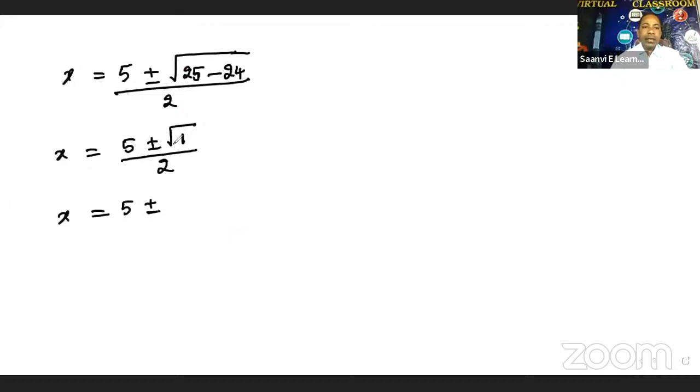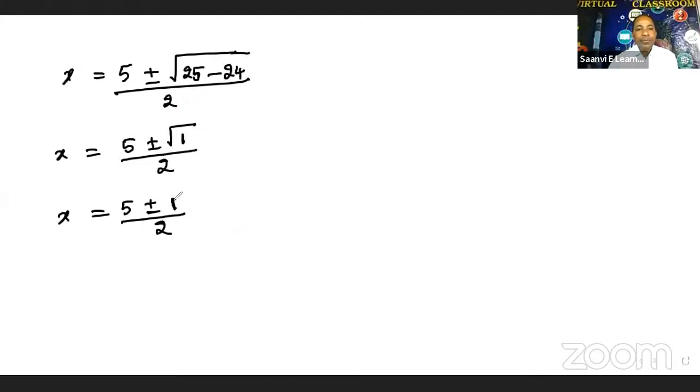See here, what is the value of the root of 1? 1 only, no? Root 1 value is 1. Why? Because 1 we write as 1 square. 1 square value is 1 into 1, 1 only. The square root gets cancelled, that is equal to 1. So root 1 value is equal to 1 by 2. Until we get the value in the root symbol, we have to do this process.